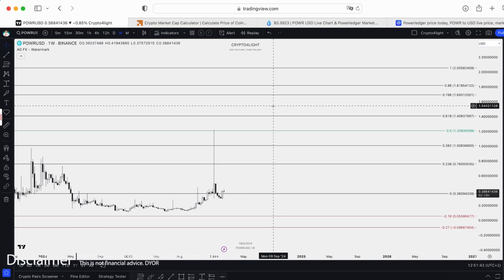Today we'd like to talk about the POWR USDT trading pair with my custom indicator set, the main bull run plan. Let's dive in.